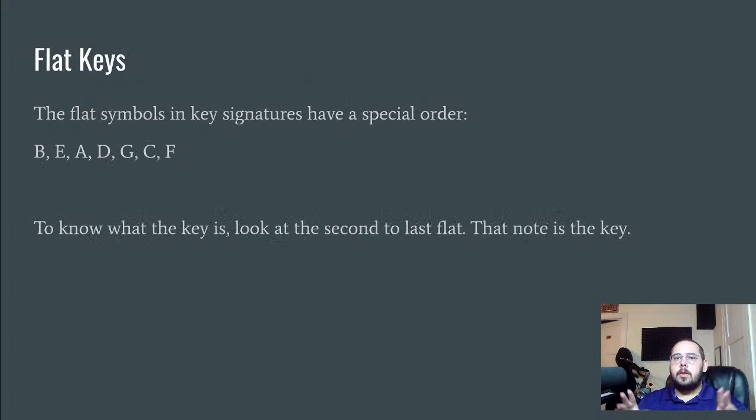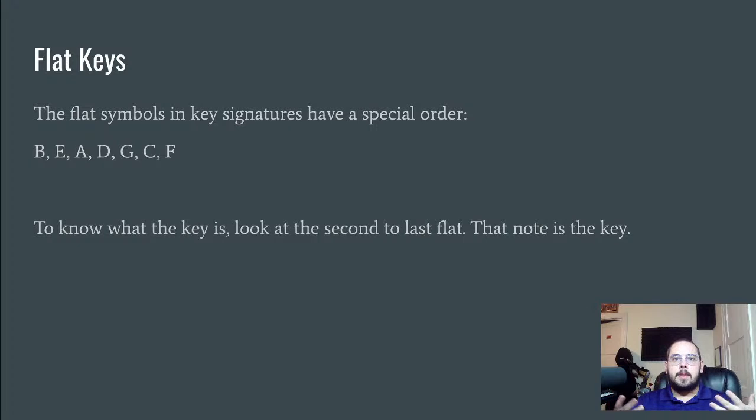All right, so you'll notice, actually, I didn't have any pictures here. Again, I mentioned that these symbols are a collection of flats and sharps that appear in a certain order. The flats appear on the lines and spaces in this order: B, E, A, D, G, C, F. And that's just the order they appear.